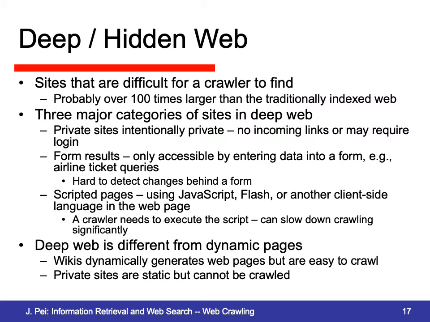The first is the private sites, intentionally private. For example, our course email archive is a private site, intentionally private. We set the login facility to keep the information confidential and exclusive only to the students and instructors and TAs of this course. So one has to use the login information to gain access to the archive.